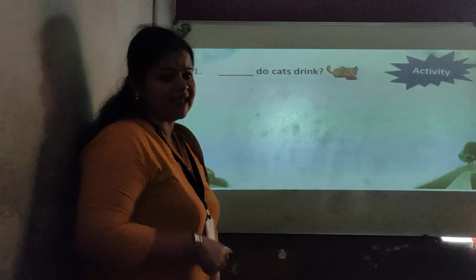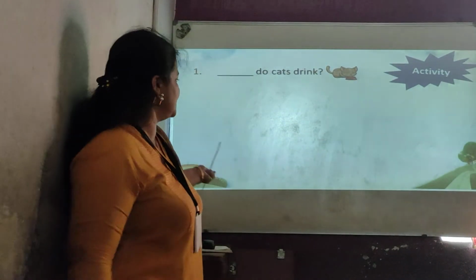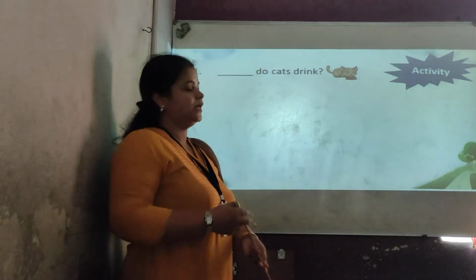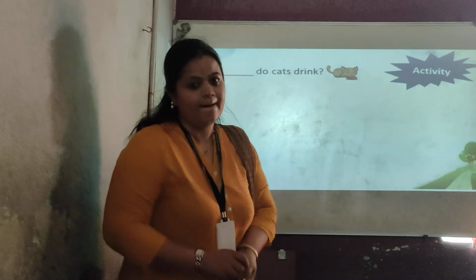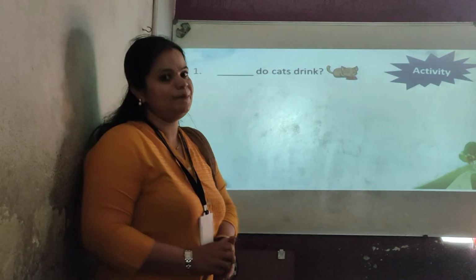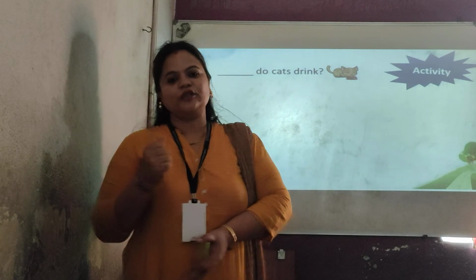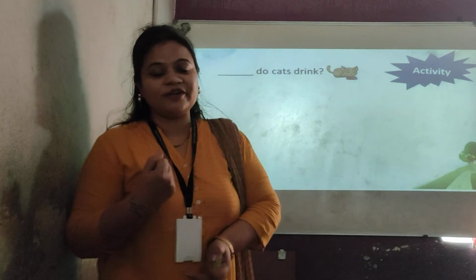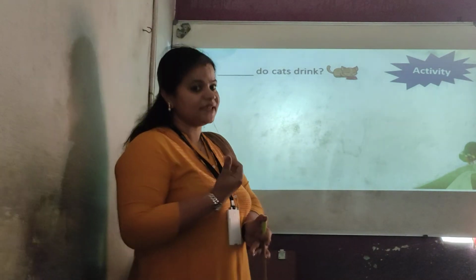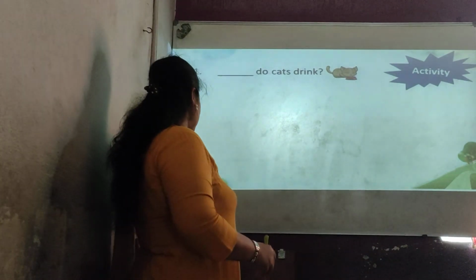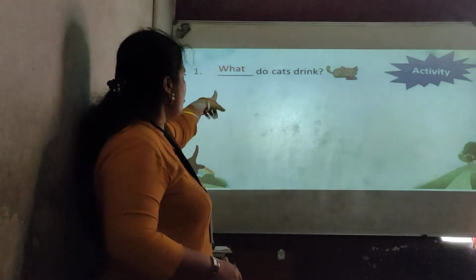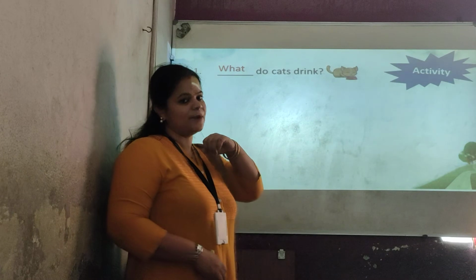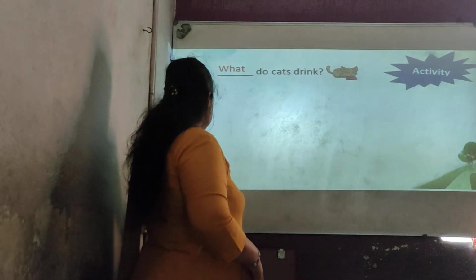Now can you read the sentence, children? Here the first sentence is given: dash, do cats eat? Now what do cats eat? Milk. So milk will come under thing. So I explained this before. So which question word will we use to ask about an object or thing? Yes. What? What do cats eat? What is used to ask about objects. We'll see the next one.